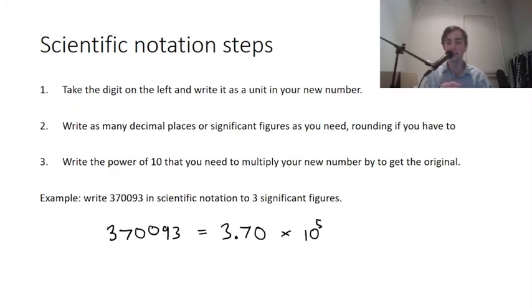And you can see I really shouldn't write equals. I should write approximately equals in this case, because we've had to basically, because it's only 3 significant figures, we've lost that extra information over here. So it's close to the original number.